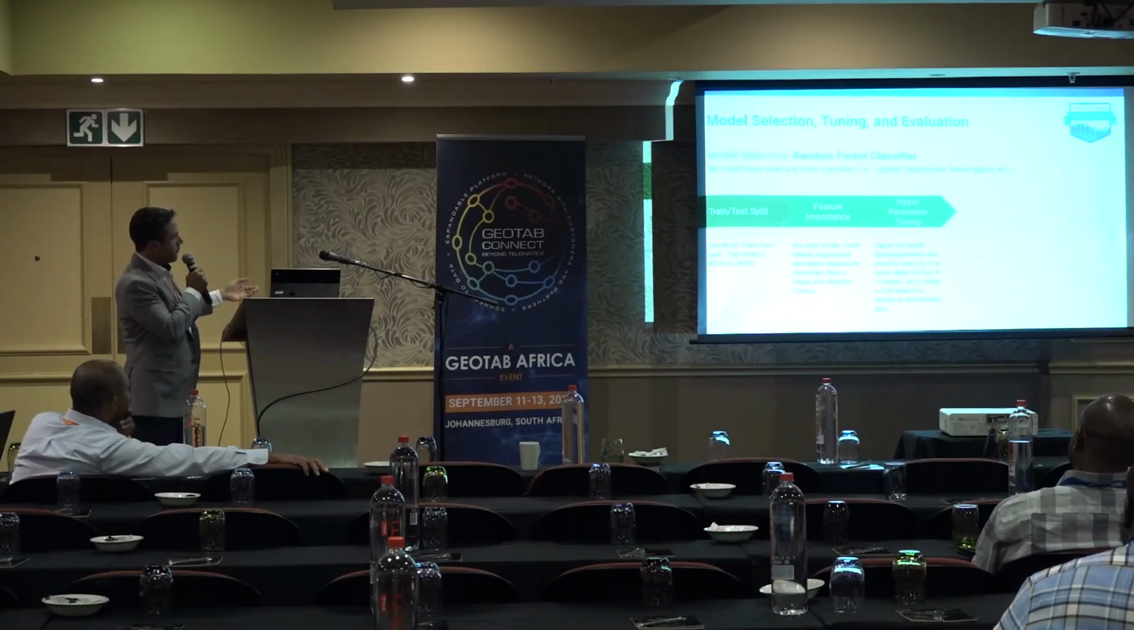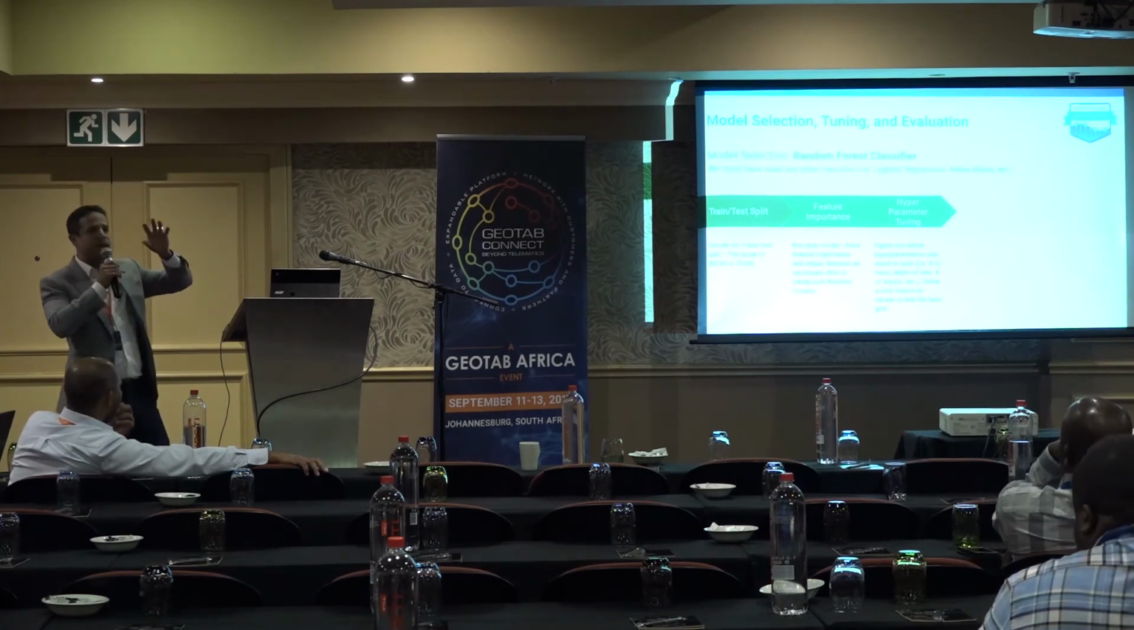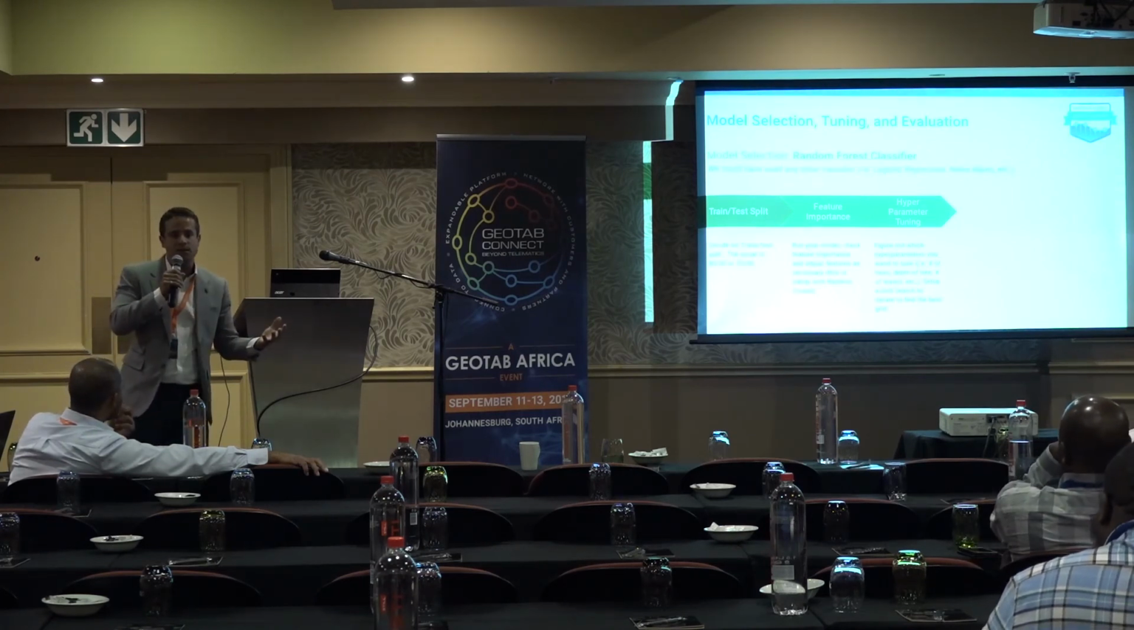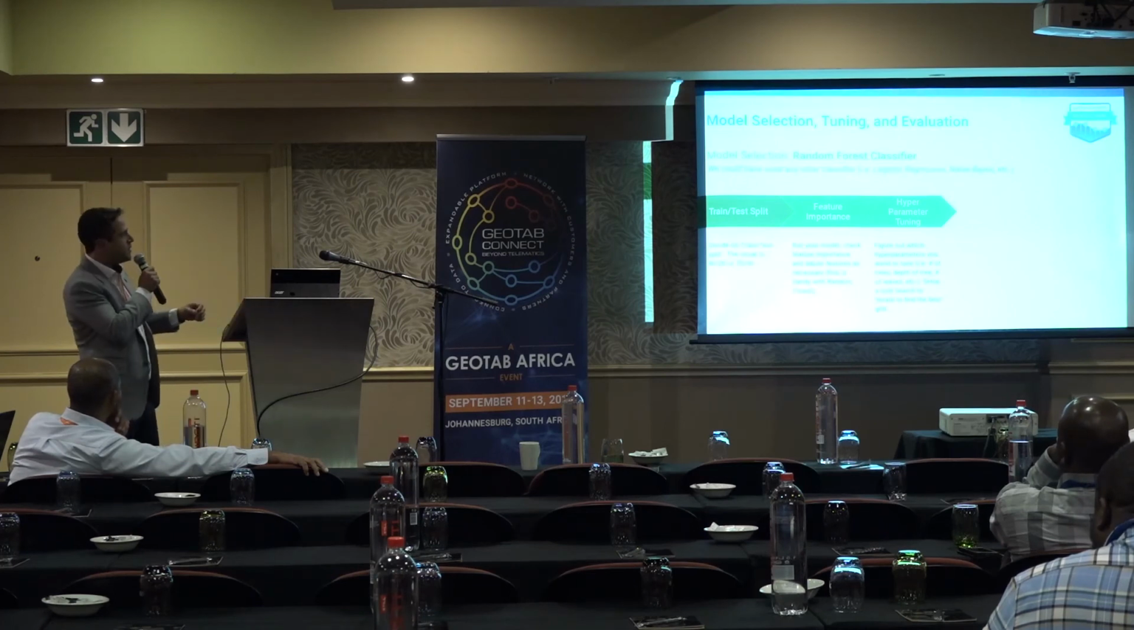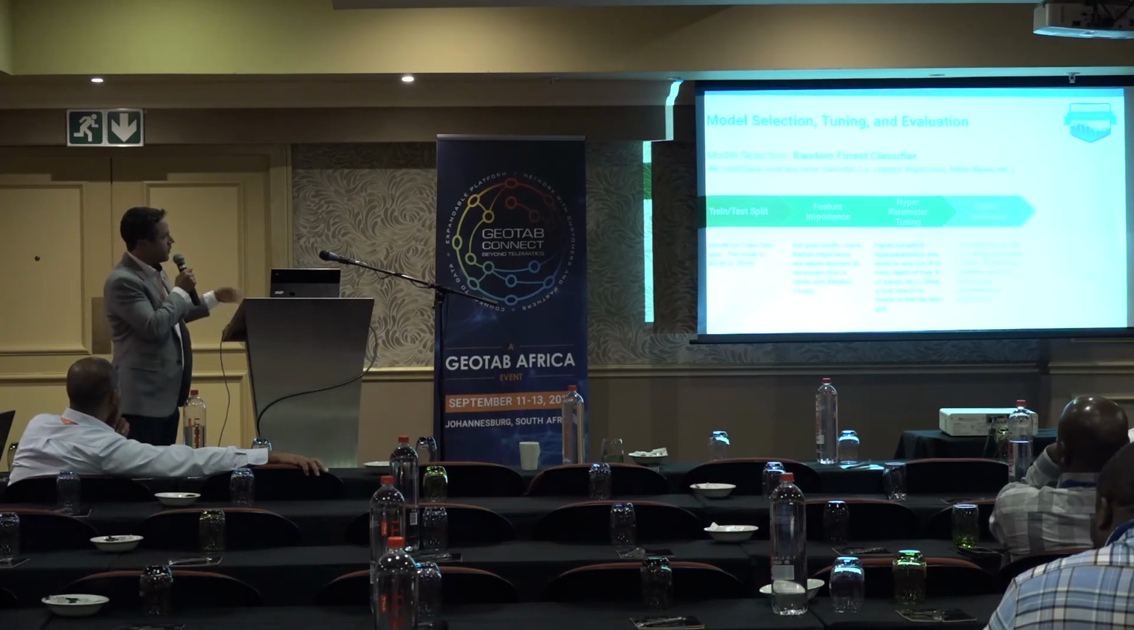And then we tune a lot of parameters in our model. In the case of a random forest, it's basically a whole bunch of decision trees. So how many decision trees are you going to use? How many leaves at each node? That's what we call hyperparameter tuning.